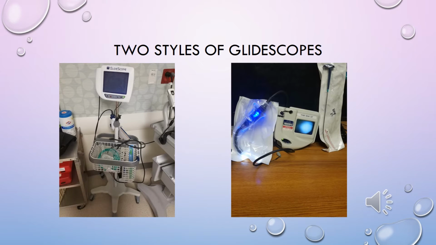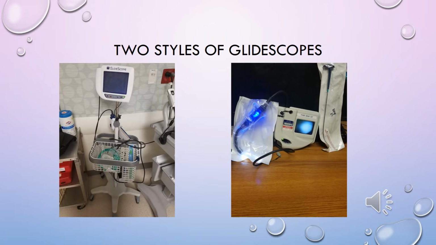Here I have pictured two different styles of Glidescopes that are used within the facility that I work, which is St. Joseph Health Center of Warren, Ohio. On the left is the Glidescope that I call on wheels. This particular device is normally found in the ER, OR, as well as the intensive care unit setting for emergent situations. It also has the capability of taking and saving pictures of the airway anatomy.